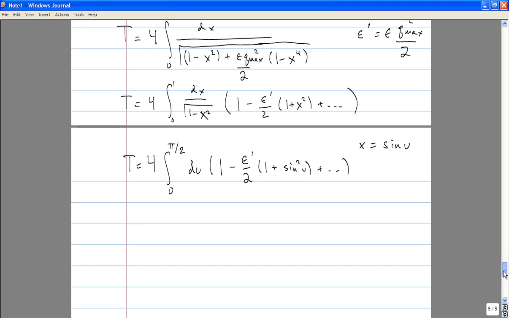So the period, well, there's the integral of 1, which is pi over 2 times 4 is 2 pi. Right? That's a good sign. When epsilon equals 0, I get a period of 2 pi. I defined my anharmonic oscillator so that the frequency was equal to 1, so it's a good thing that I found my period was equal to 2 pi, because it takes 2 pi to go through one oscillation.